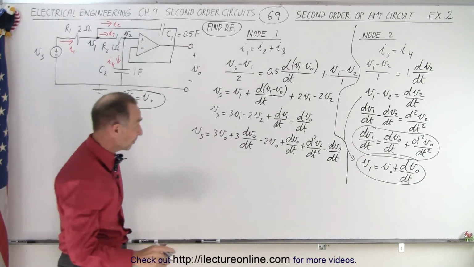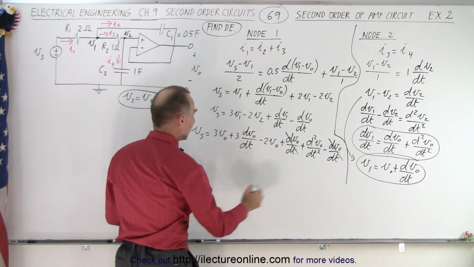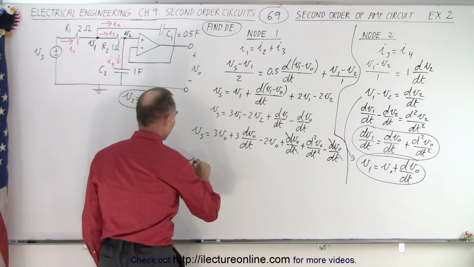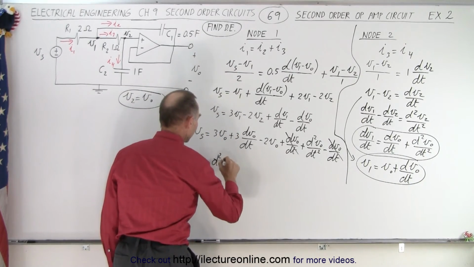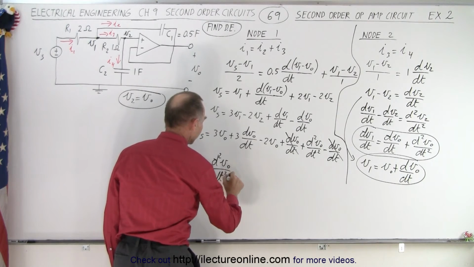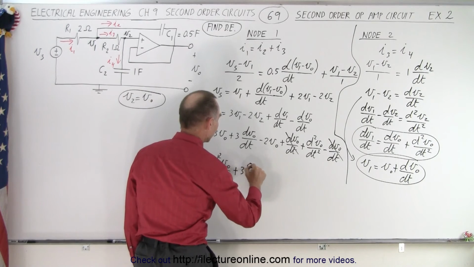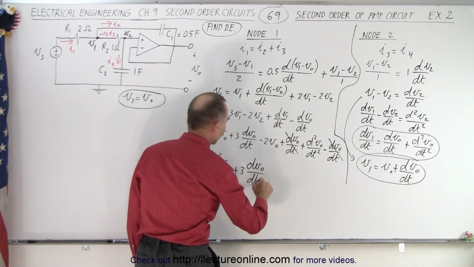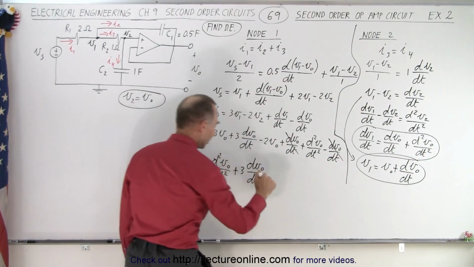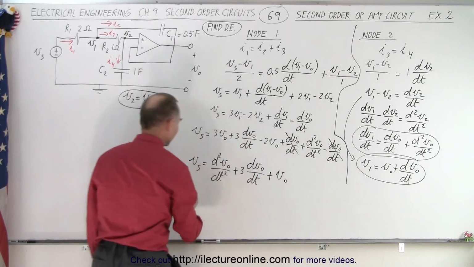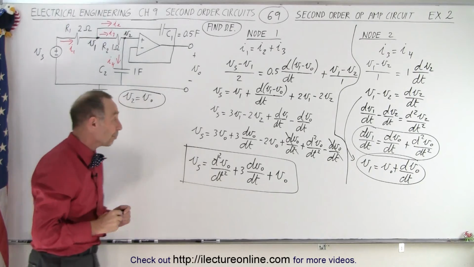All right, now we need to simplify some things. We have a positive one here, negative one there, they cancel out. And now we can rearrange everything. So we have the source voltage, which is equal to this term right here, which is the second derivative of the output voltage with respect to time. We have 3 of these, so plus 3 times the first derivative of the output voltage with respect to time. We have 3 times the output voltage, minus twice the output voltage, which means 1 time the output voltage. And here is our differential equation of that particular operational amplifier.